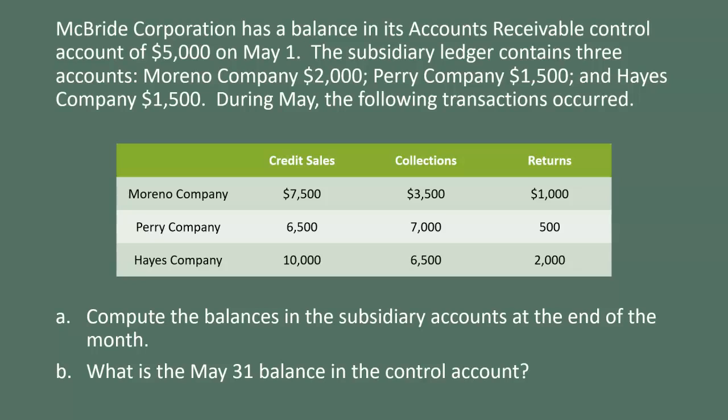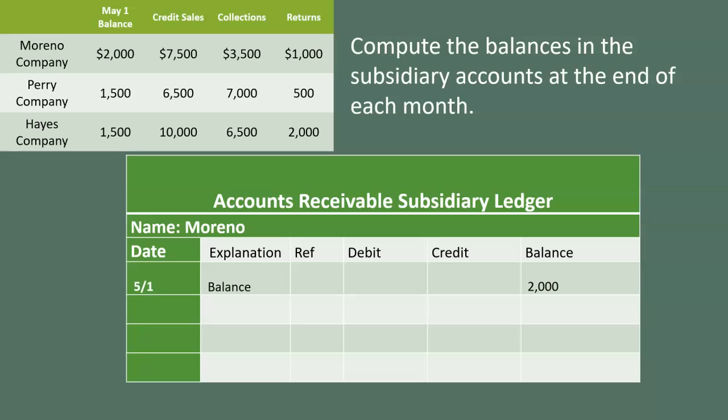So what we need to do in this problem is first compute the balances in the subsidiary accounts at the end of the month. So after these transactions took place. Once we have those, then we can figure out what the end of month balance would be in our control account. Let's first work with Moreno Company.